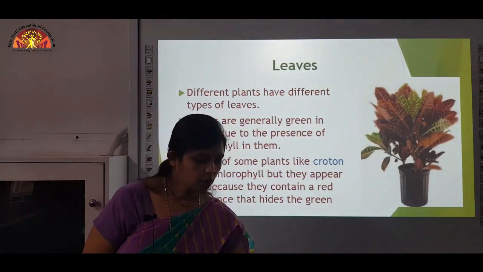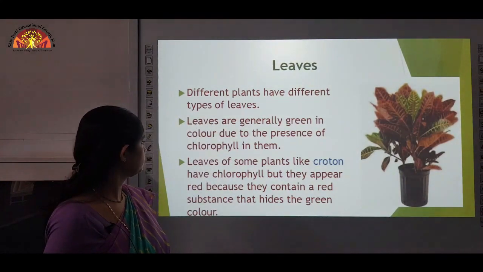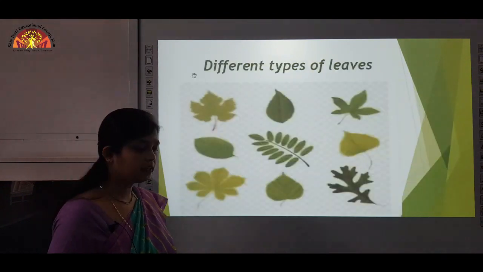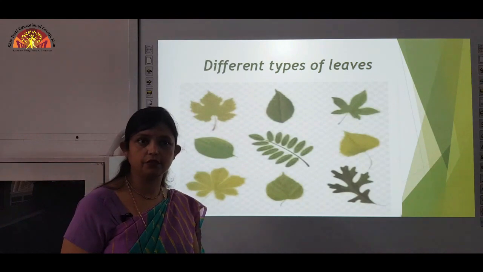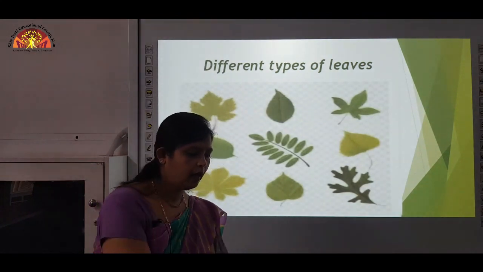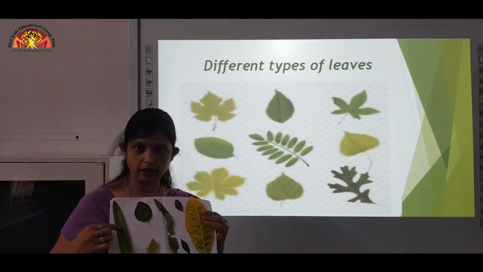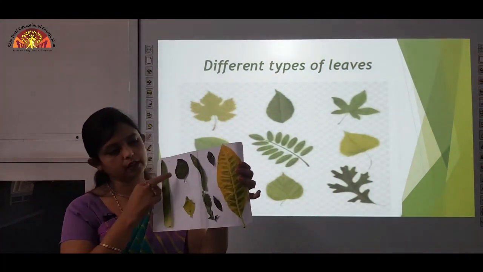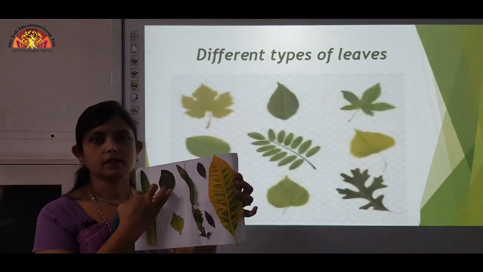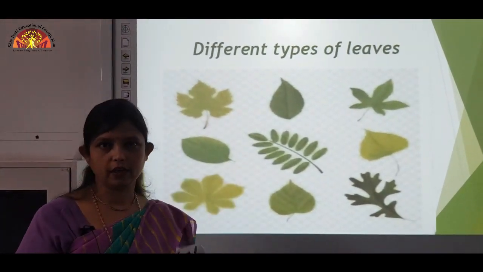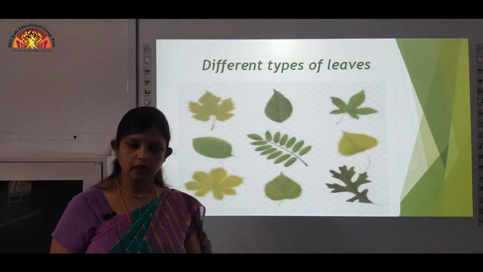Okay. So now we come to the next topic, that is different types of leaves. As we can see the variety of leaves in various types of plants, you can have a look here also. Some leaves are elongated, some are oval in shape, some are very small, some are long. So variety of leaves are there and we can identify the plant with the help of their leaves.